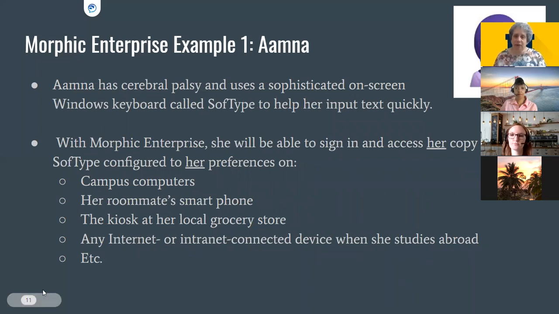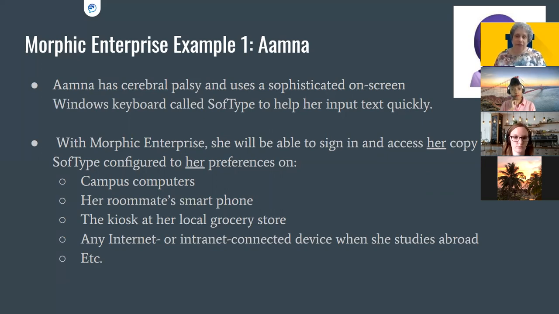So story number 1 is about Amna. Amna has cerebral palsy, and she uses a sophisticated on-screen Windows keyboard called Soft Type to help her input text quickly. Now, Soft Type works great for her on her personal computer, but if she wants to use it somewhere else, then she's dependent on it having been installed on that device, and very few public devices are going to have this particular program installed.